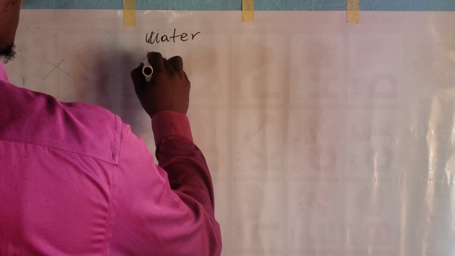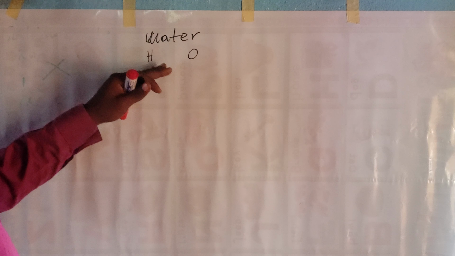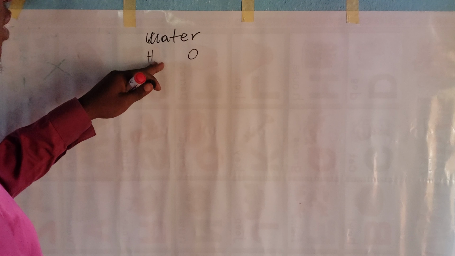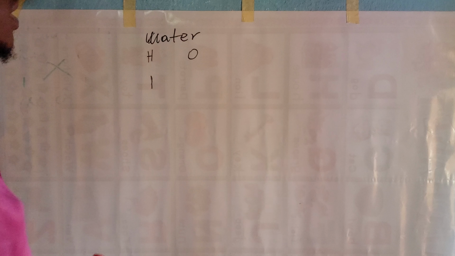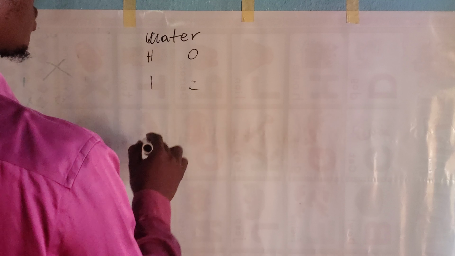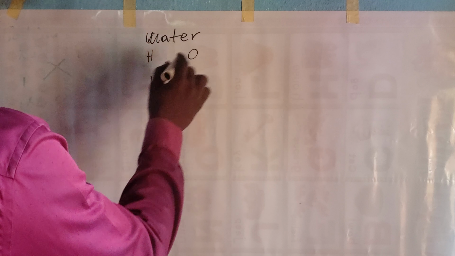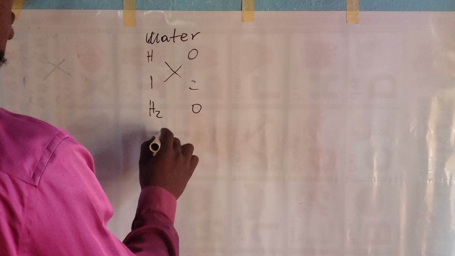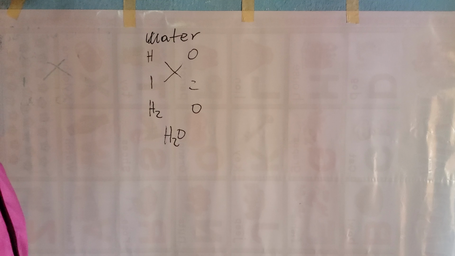You have H in this case, you have O in this case, which is hydrogen and oxygen. You also identify their valencies. The valency for hydrogen is 1, and the valency for oxygen is 2. Now you do a cross multiplication. These two multiply by this and this multiply by this, you have H2. Now you combine, you have H2O as the chemical formula for water.